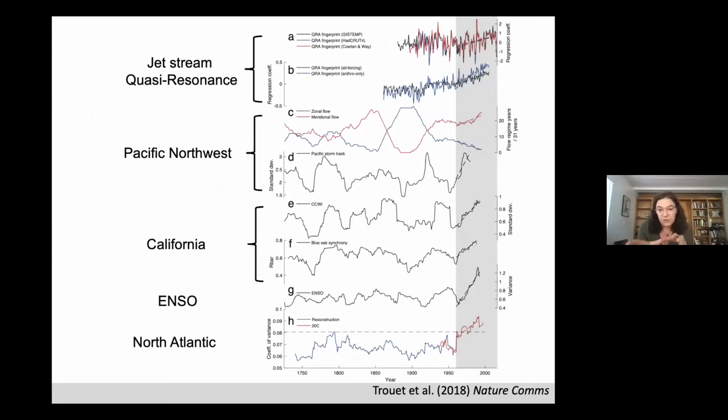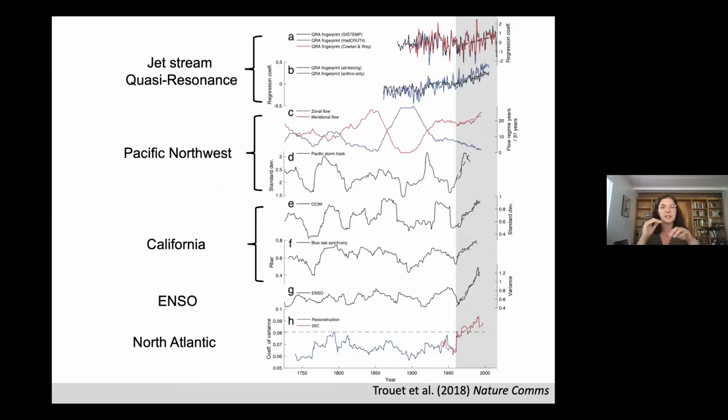This graph, the running variance of our reconstruction, is at the very bottom. We see this increase in variance since about 1960. This graph shows that we see that increased variability in the climate system, not only in our reconstruction from the North Atlantic, but also in other reconstructions that are not jet stream reconstructions, because ours was until then the first jet stream reconstruction, but climate dynamical indices related to the jet stream, such as the El Nino system, and storm tracks in the Pacific Northwest and in California.